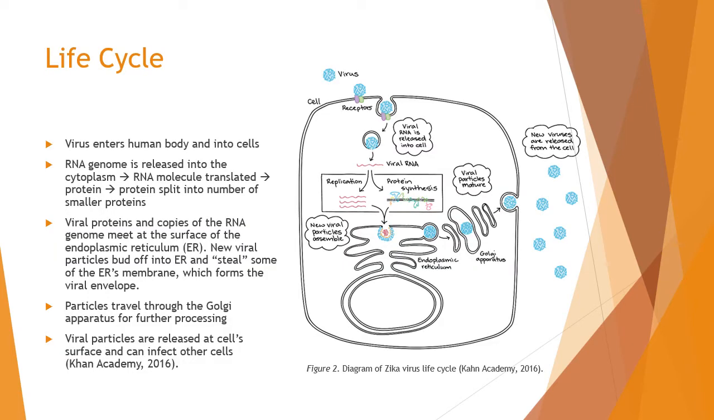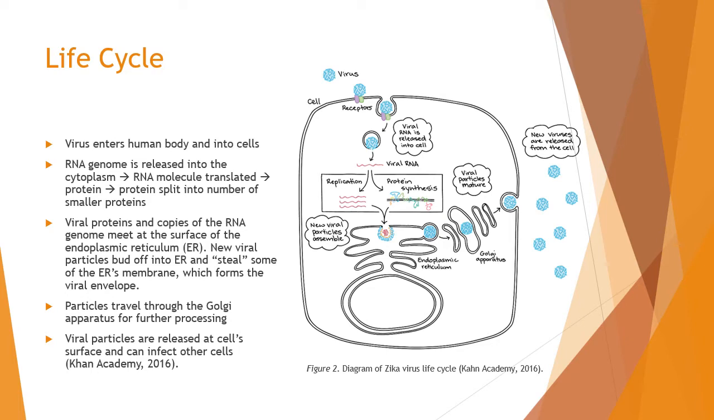The life cycle of Zika virus. Typically through mosquito bites, Zika virus enters the human body. As I mentioned earlier, the virus particles have proteins on their outer envelopes that assist in their ability to enter host cells. These specific proteins interact with receptor proteins of the host cells and sort of trick the cell into allowing the viral particles in.